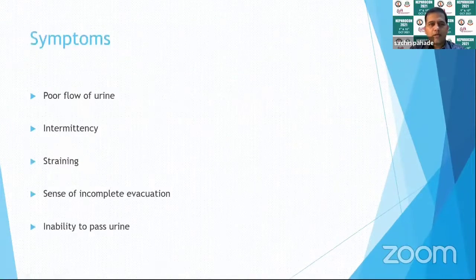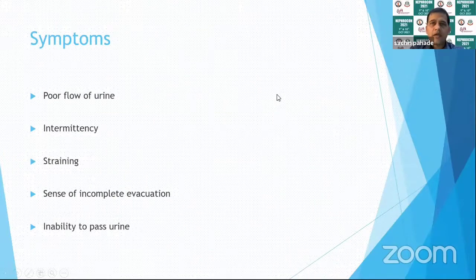Here we have a 65-year-old gentleman who comes to the clinic and sits in front of you. He tells you, "Doctor Saab, I'm not able to pass urine well. My flow is very poor. I have to strain to pass urine, and I don't feel that I am emptying my bladder well." So that is poor flow of urine, intermittency, straining, sense of incomplete evacuation. Sometimes when they don't take treatment on time for these symptoms, they are unable to pass urine at all. So that would be inability to pass urine. These are the symptoms they will present to you.